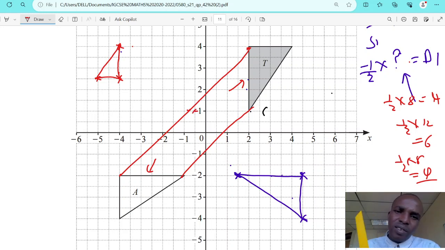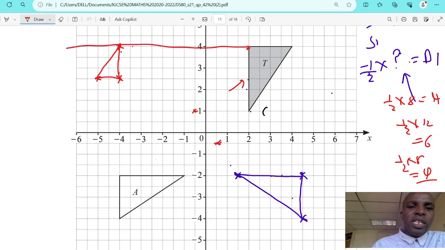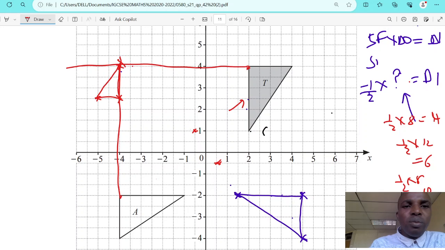Somewhere here. Oh yeah, you can measure using a ruler. Somewhere 2.5, somewhere here. So it's passing through somewhere this point and this point. Or what you can do, the easiest way, you can join this line like this. Then you can take the corresponding point, which is this point. Where they meet, it means the line is passing through that point. You write the coordinate of the point as (-4, 4).